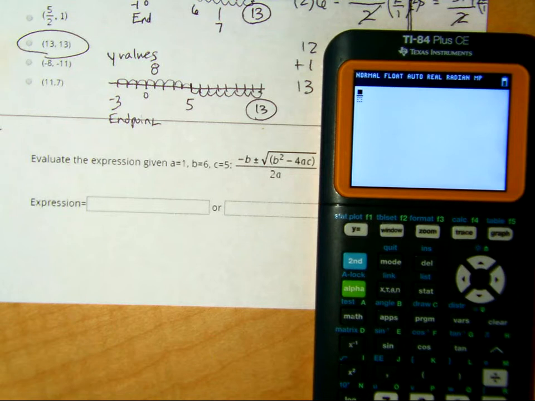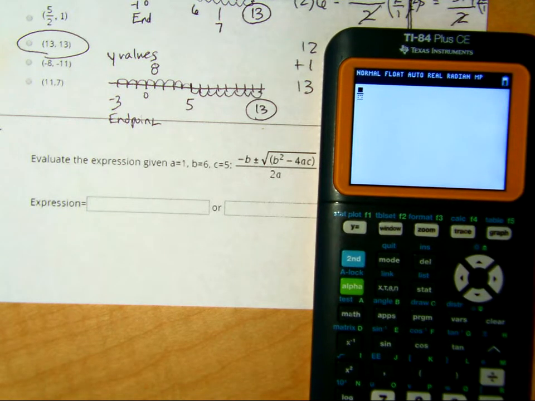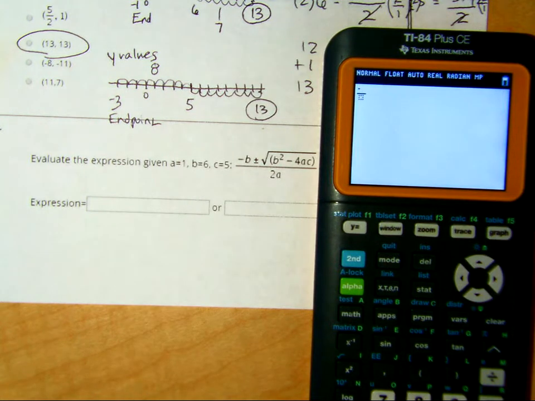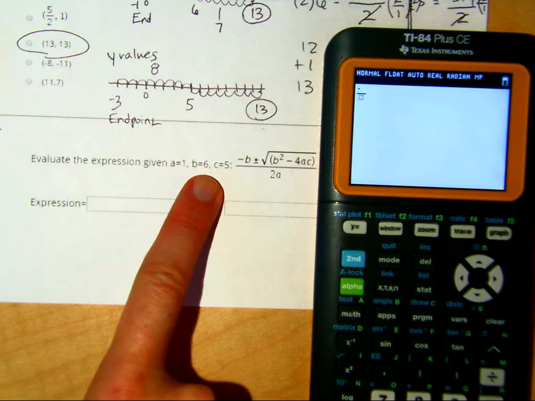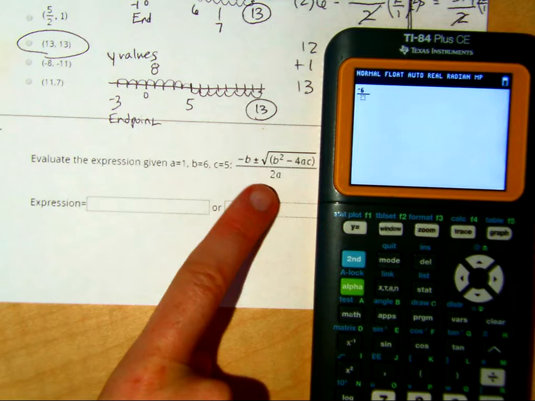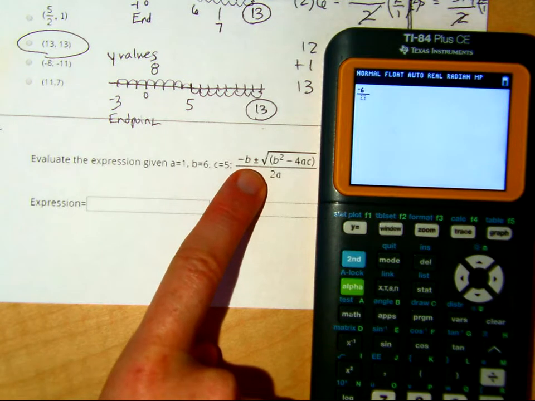Now let's go ahead and plug in our info. So we have a negative b, so you're going to hit negative. Remember, not subtraction, hit the negative sign. b equals 6. So 6. Now the quadratic formula, you actually have to solve twice because it's a plus or minus. So for the first time, let's just do it for plus.